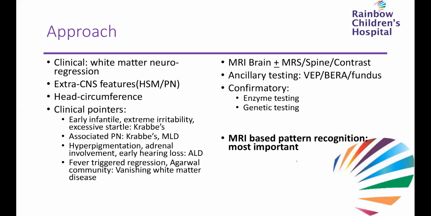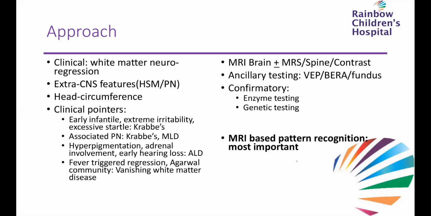So how do we approach these disorders? Clinically, as we have seen, they will present with a regression and white matter signs. We look for extra CNS features like presence of hepatosplenomegaly, eye abnormalities, hearing abnormalities, peripheral neuropathy. We look at the head circumference. Is the head circumference normal for age? Is there microcephaly? Is there macrocephaly? And then we look at the specific clinical pointers.